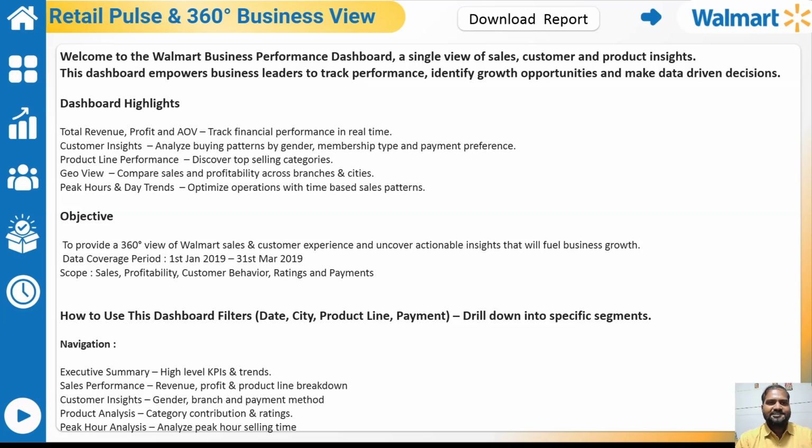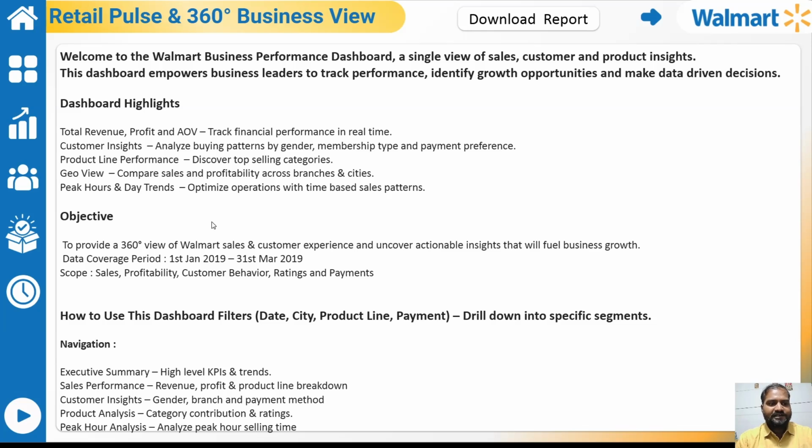Today I am presenting a dashboard on Retail Pulse, a 360-degree business view of Walmart stores in Myanmar. This dashboard is designed to help Walmart officials clearly understand their business performance and make data-driven decisions. It shows them important outcomes like total revenue, profit, average order value, customer insights, product line performance, geographical views, and the peak hours and day trends.